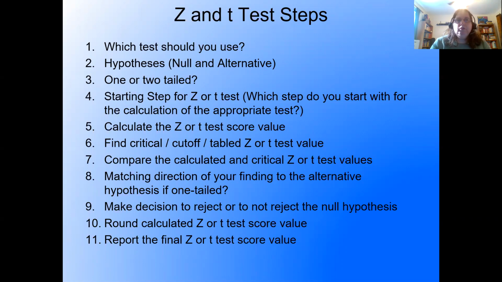Okay. Which information do I have? Which information do I need? Then you calculate the Z or T test score value, right? Going through those steps. We find our tabled value, and then we're going to compare the two. We're going to compare our calculated value to our critical Z or T test value.